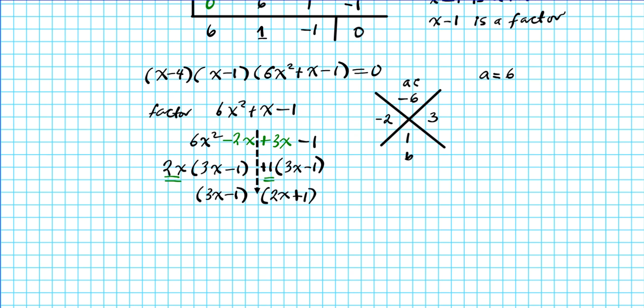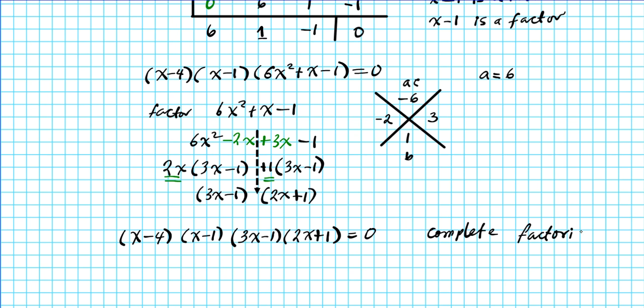Okay, so let's write down the factorization. We had x minus 4 and x minus 1 earlier using the remainder theorem and synthetic division. But now using the AC method, we're able to factor the quadratic trinomial, and we now have 3x minus 1 times 2x plus 1. We have a product of linear factors. Ladies and gentlemen, this is the complete factorization of the original polynomial expression. Okay, so let's just box our answer.